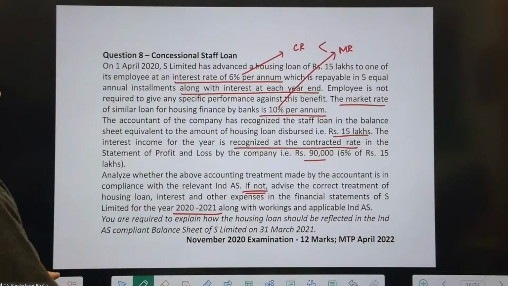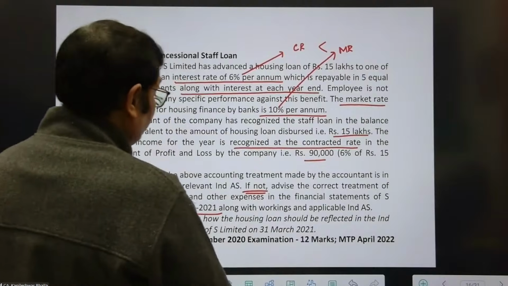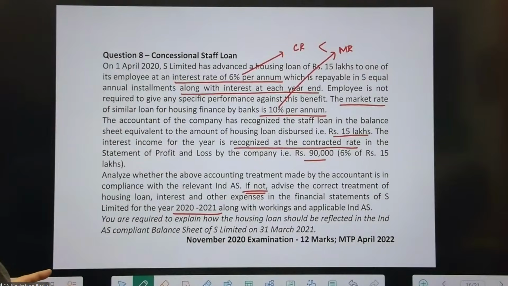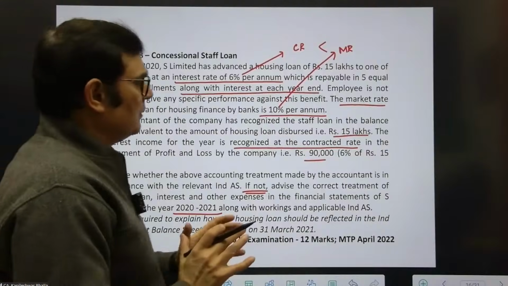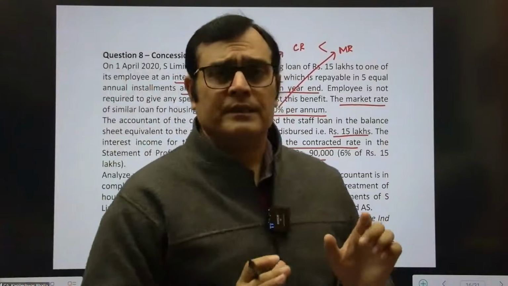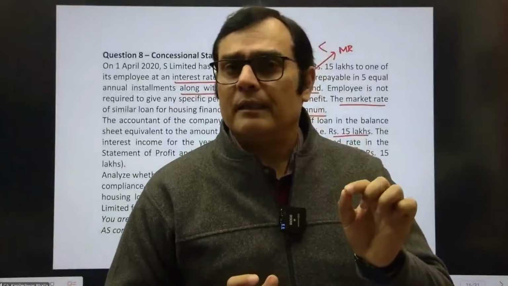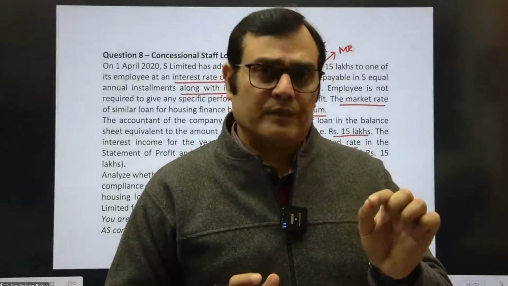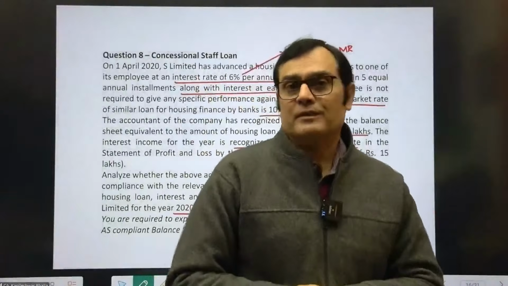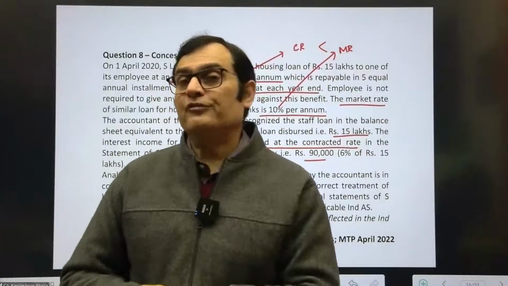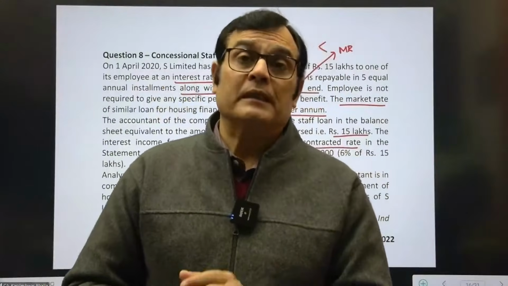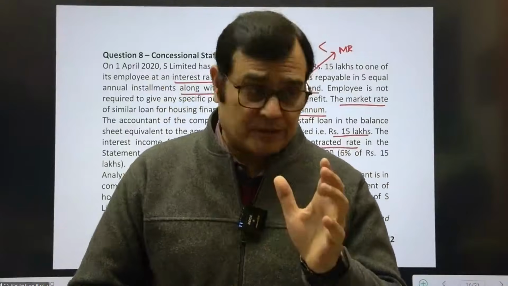You're required to explain how the housing loans should be reflected in the Ind AS compliant balance sheet on 31st March 2021. So I think pretty simple. All we need to do in this particular case is first tell the examiner that the CR is less than the MR, resulting in off-market transactions, and therefore the transaction value and the fair value would differ, and based on the relationship, it will be treated as a prepaid staff cost. So let's look at the working. Solution to question number 8.